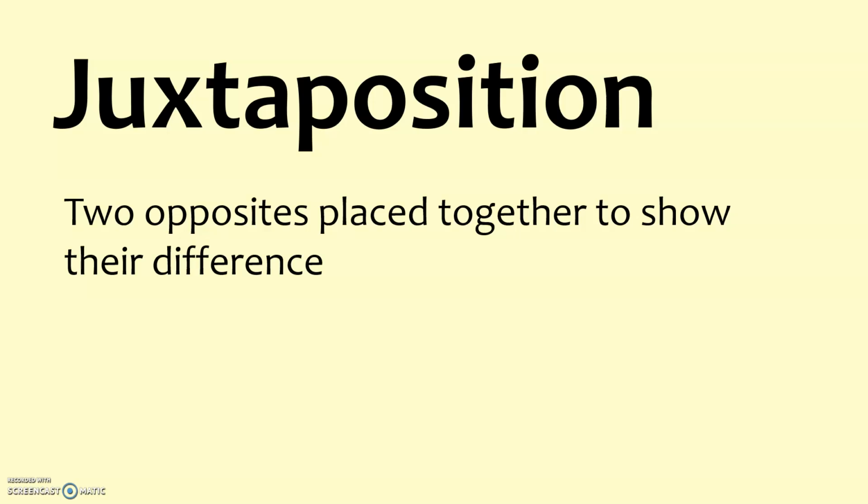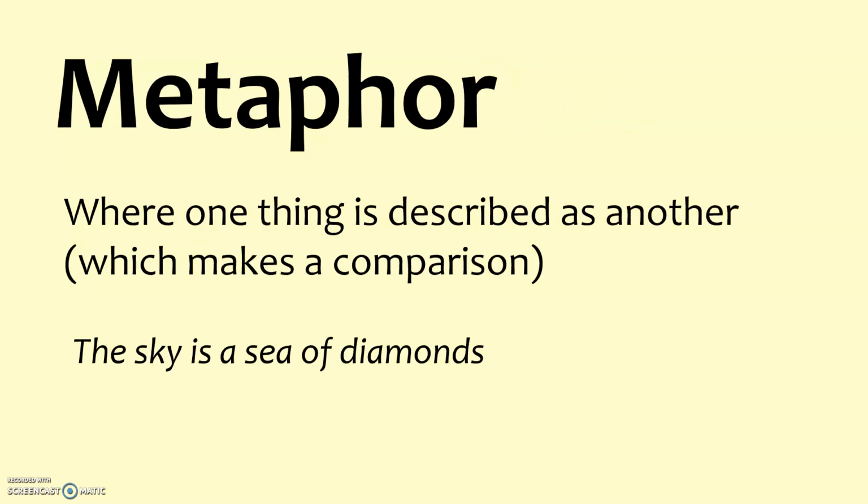It can be things to do with colour, it can be a whole range of things, maybe rich and poor, if a writer is trying to really draw attention to how rich the rich are and how poor the poor were. Charles Dickens does that a lot in his work. That's juxtaposition, opposites being placed together.